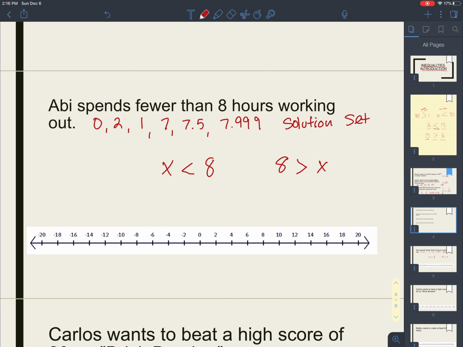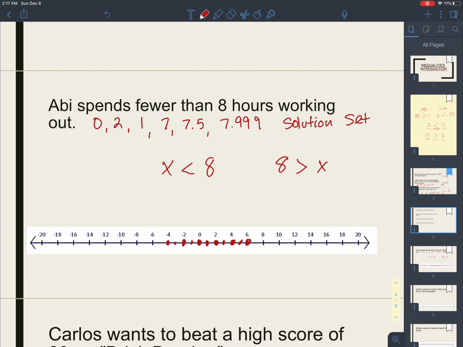Like we could say, all right, she can work out 0 hours. She could work out 2 hours. She could work out 4 hours or 6, or in between, 1 hour. She could work out negative hours. I honestly don't know how you work out negative hours, but any of these solutions would work because the only condition is that it's fewer than 8 hours.